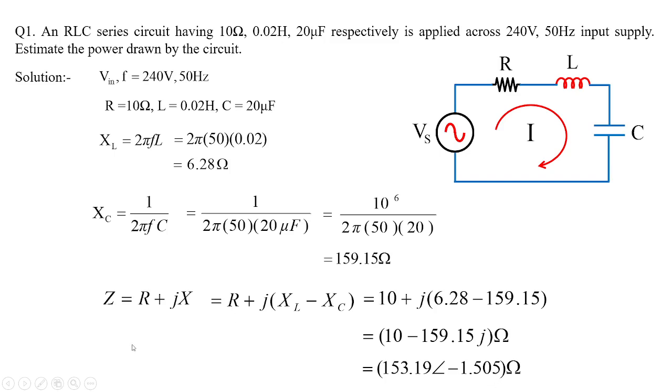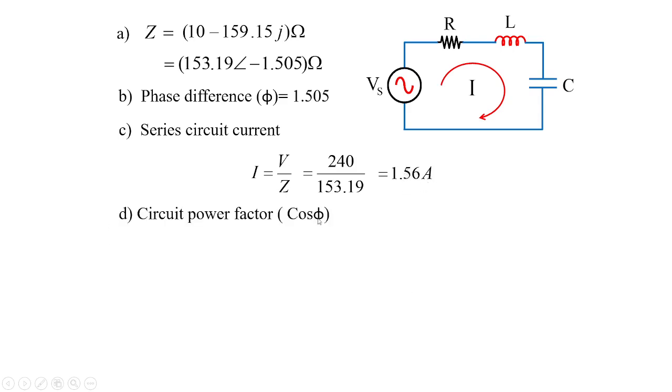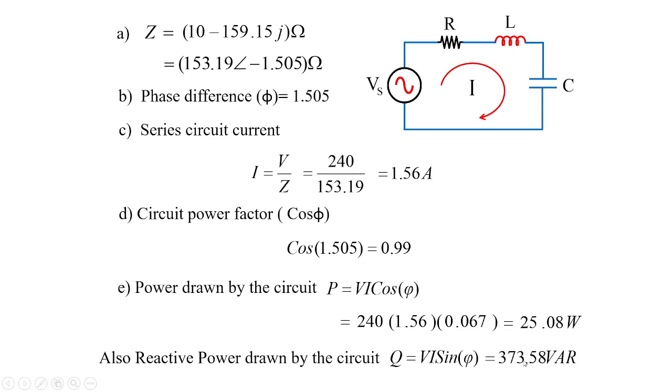This is the polar form of the impedance. Now with this we'll calculate the phase difference as this value, that is 1.505. For the series circuit we have the current as V by Z, which is nothing but 1.56. The circuit power factor is obtained to be 0.99. The power drawn by the circuit is obtained to be 25.08 watts. And similarly we can calculate the reactive power, which is nothing but 373.58 VAR, the unit of reactive power. So this is how we calculate the power calculations for series RL, RC or RLC circuit.